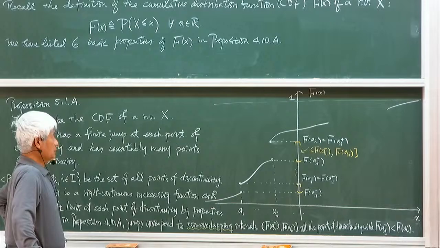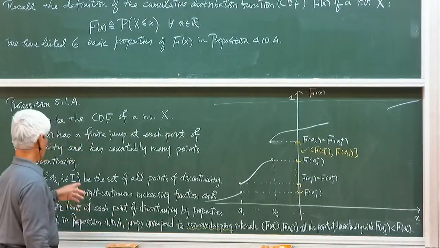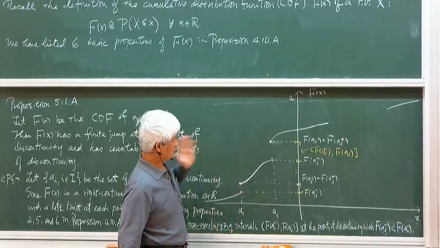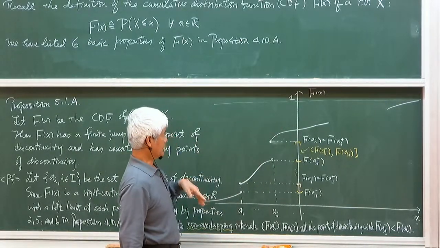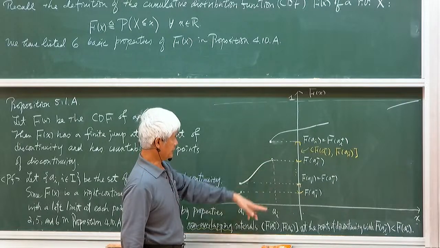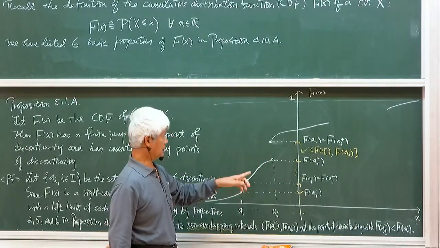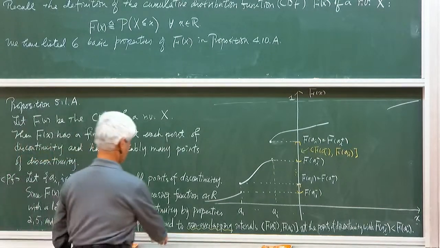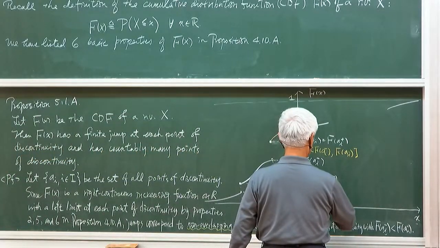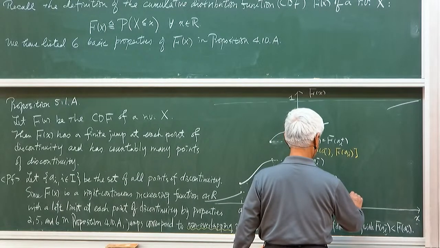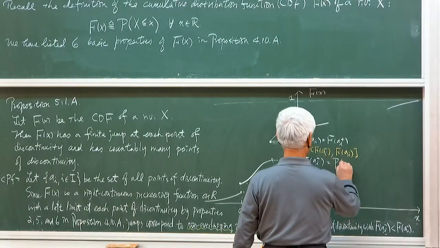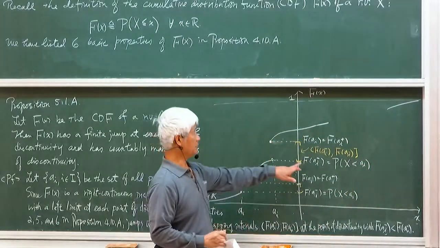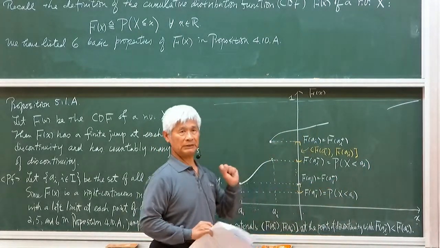So this is from the property that F(x) is right continuous and increasing, and at every point of discontinuity, it has a left limit. We know that this is the probability that X is less than a_i. So we know the left limit is just this probability.